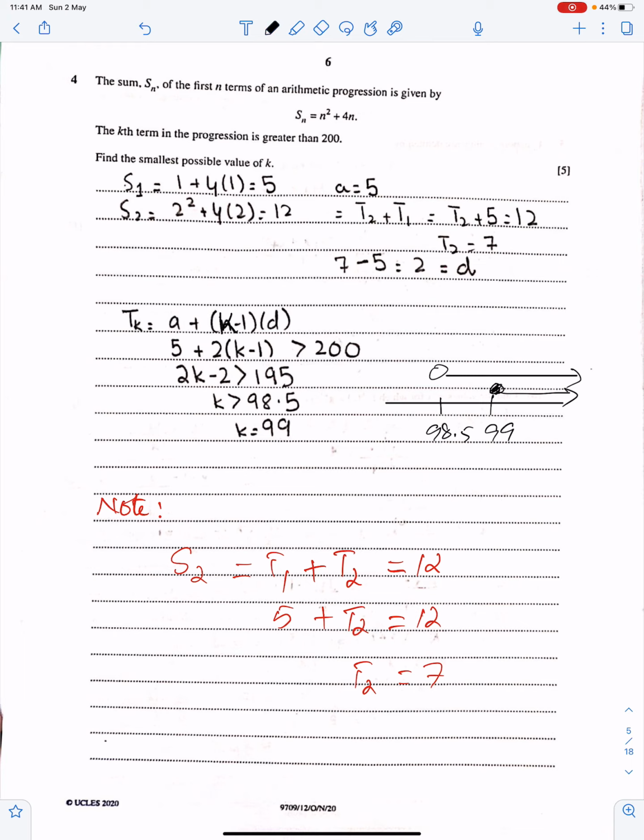And it is given that Tk is greater than 200. So this entire thing is greater than 200. When you solve this equation for k, you will get k greater than 98.5. So according to this number line, the first possible integer value is 99.